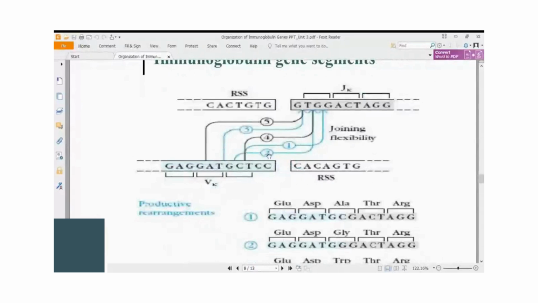Take the second one. Once again, GAG represents GAG, GAT represents GAT. Now here GGG, the second one, G, G, G, where this amino acid and this amino acid are different. Then it follows ACT, ACG. These two amino acids are the same and these are different.